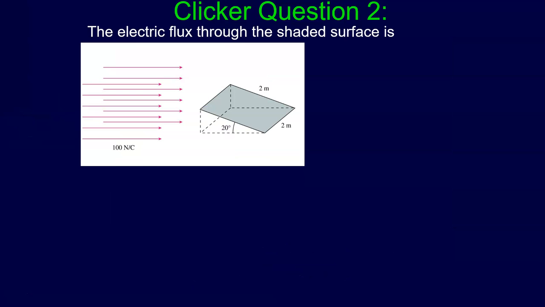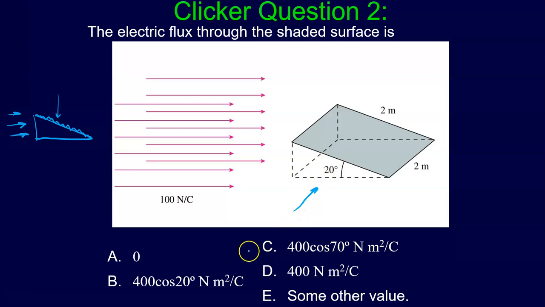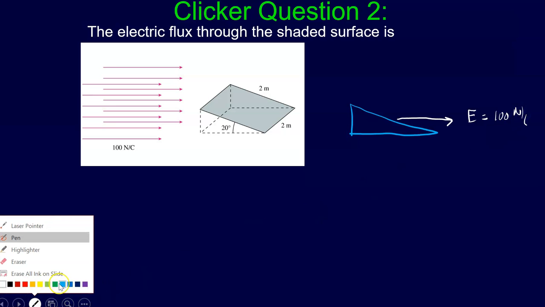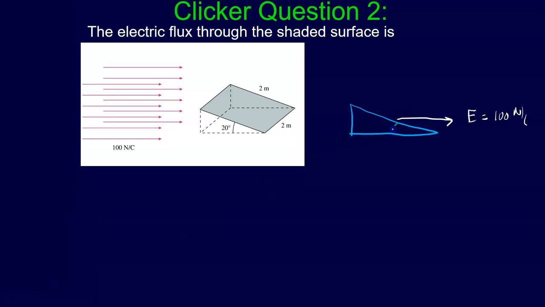All right, hopefully you get C. So I got answer C here. And let's go through and talk about this. So here's my picture. All right, and now let me draw my electric field lines with a different color. So electric field lines are going this way here. And my electric field in this case was 100 newtons per coulomb. All right. And then maybe I'll get another color here to draw the other thing. So here's the angle 20, this angle in here.